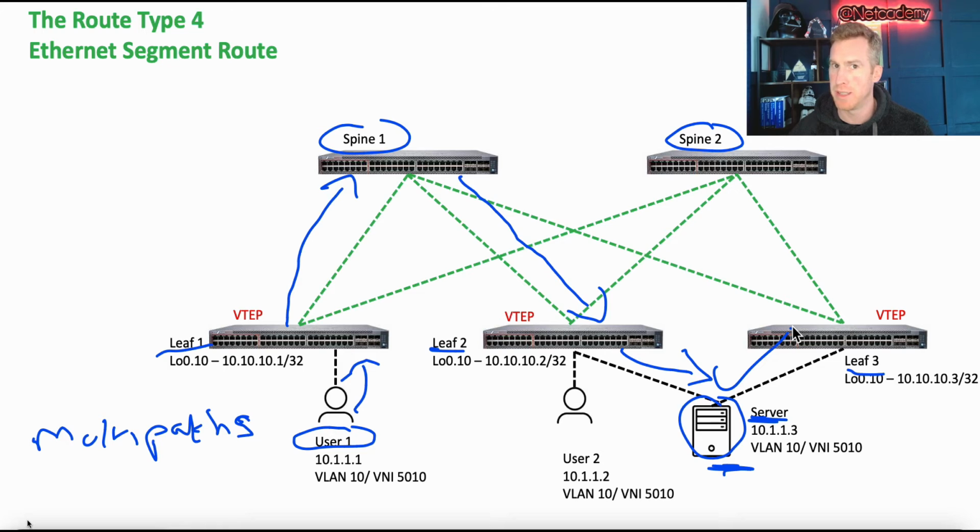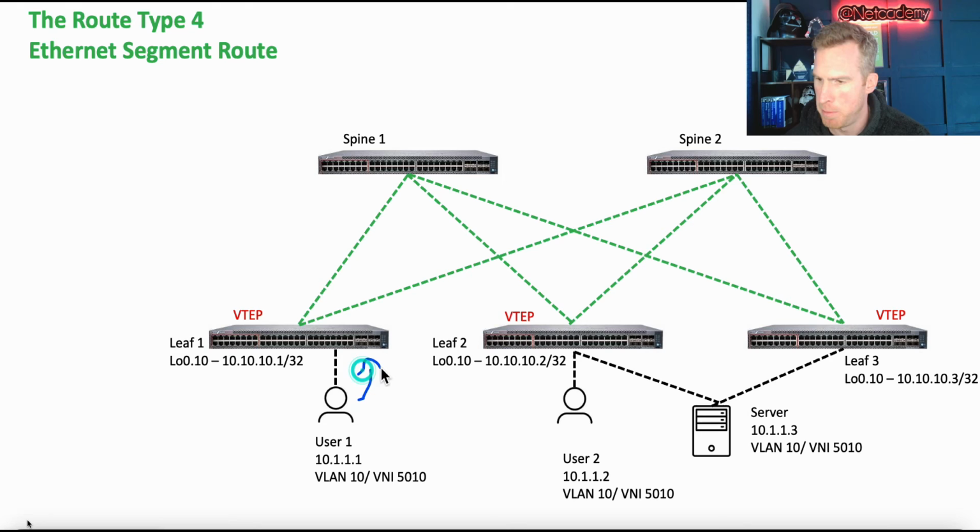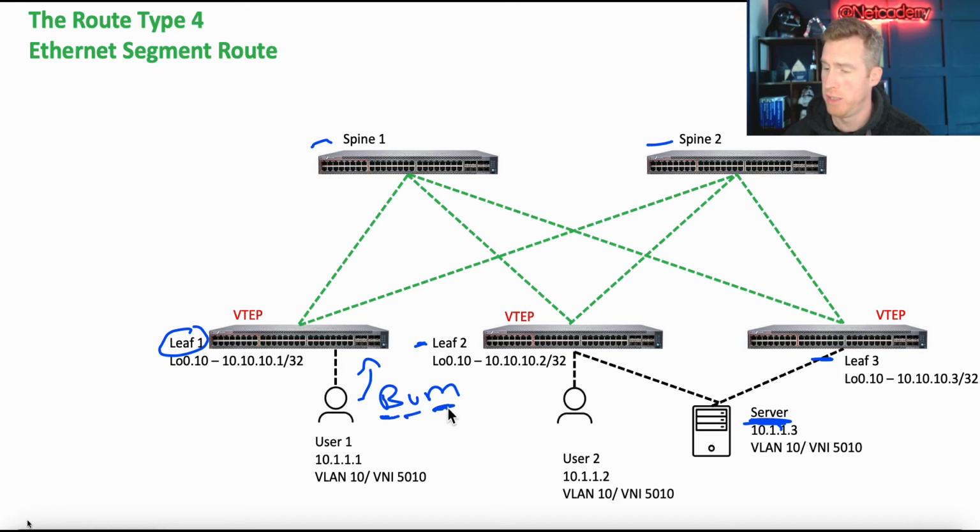What happens when there's a broadcast packet or an unknown Unicast or multicast packet? Then things get a little bit more interesting. So user 1 sends in a BUM packet into leaf 1, and again it is destined for this server. Now at this point, leaf 1 knows that it can get to this server via spine 1, via spine 2, but also it knows it could get to the server via leaf 2 and leaf 3.